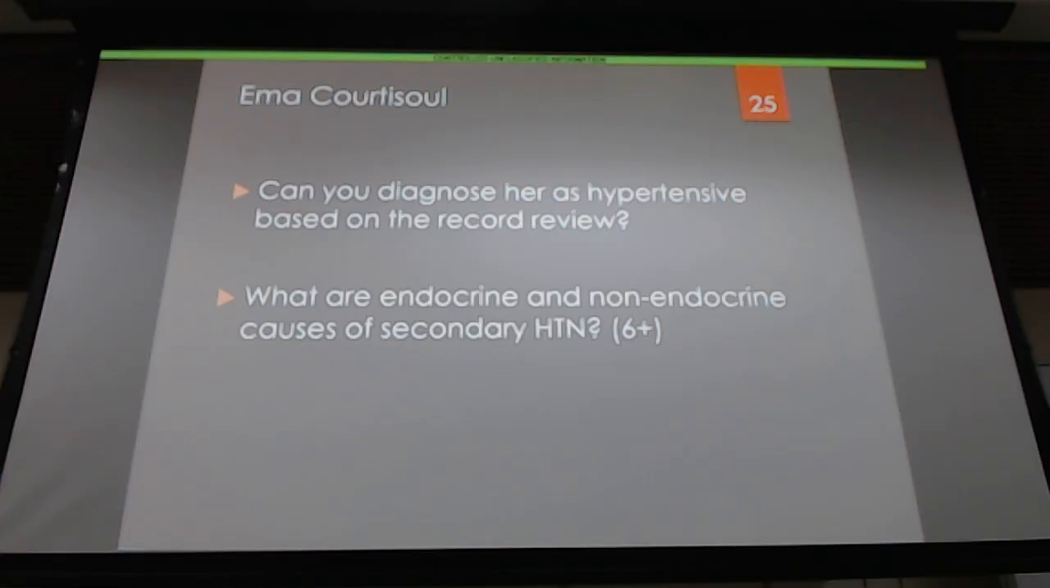Okay. This is for we can go these three together. What are endocrine and non-endocrine causes of secondary hypertension? Hyperaldosteronism. What else? Hypothyroid, yep, and hyper, but yeah, either one, so thyroid dysfunction. What else? There's 6, and you can even say non-endo.